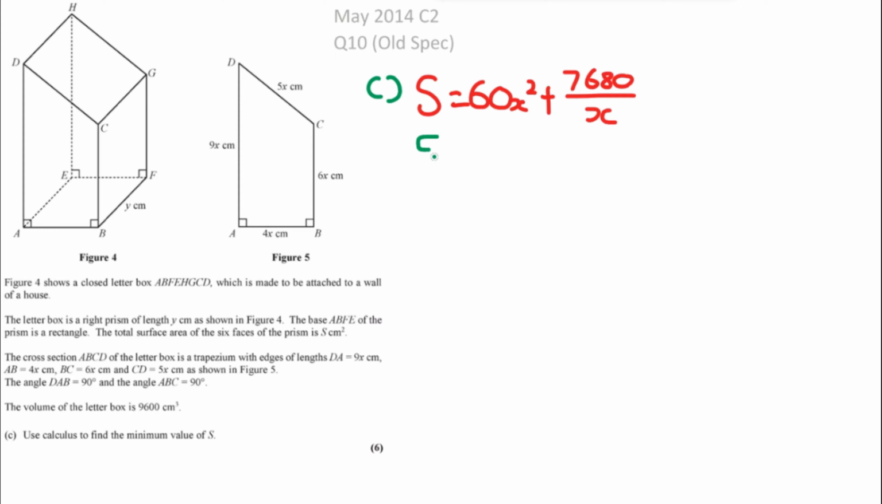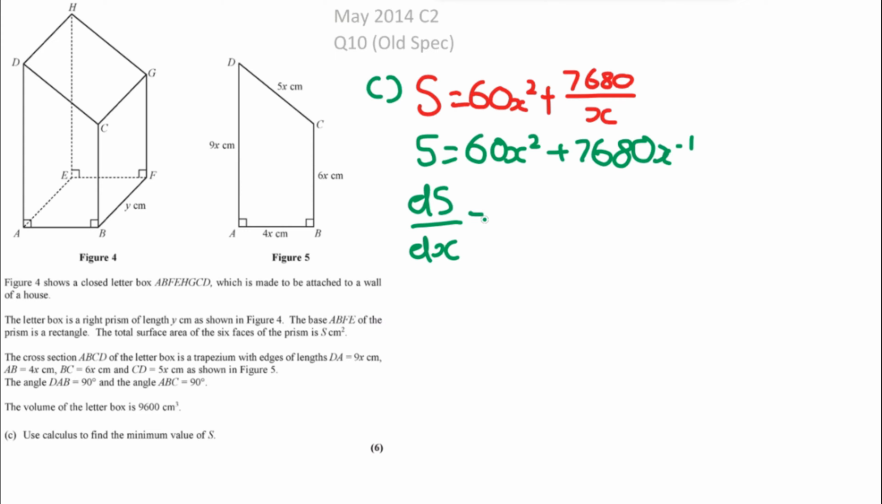So firstly, I'm going to rewrite this in the indices form. So it's going to be 60x squared plus 7680x to the minus 1. And then dS over dx, because we're differentiating S with respect to x, is going to be equal to, and then we differentiate the terms individually. So it's going to be 60 times 2x, which is equal to 120x, and then it's going to be 7680 times minus x to the minus 2, which is equal to minus 7680x to the minus 2.